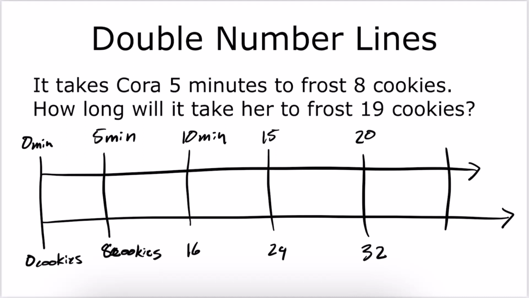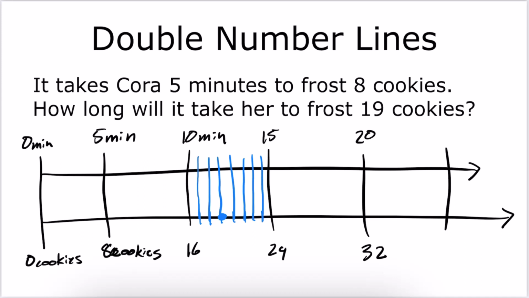And so if I want to know how long it will take her to frost 19 cookies, well, that just means that I need to look at my 19 cookie mark, which will be somewhere here. So we have 16, 17, 18, 19, 20, 21, 22, 23, 24. So my 19 cookie mark is right here. And I just need to figure out how many minutes that's equivalent to. And so I'm going to extend these lines here so that they cover both number lines. And I need to figure out what those lines represent on the other number line.